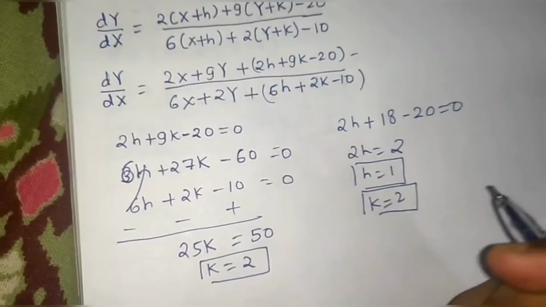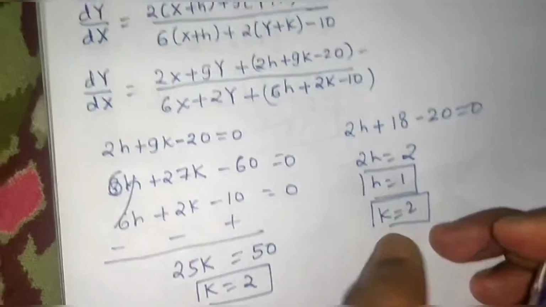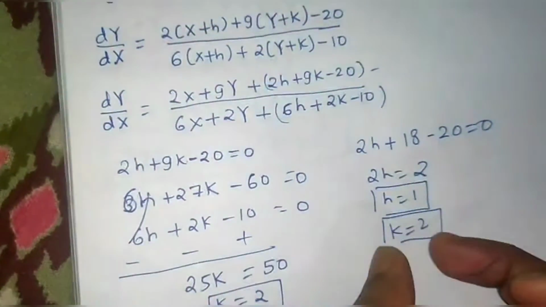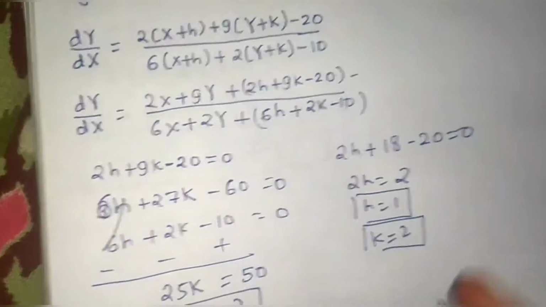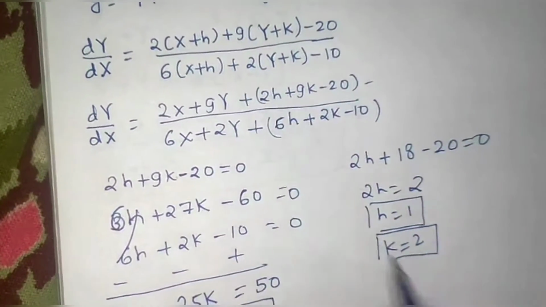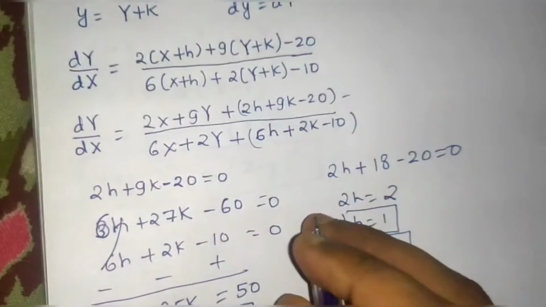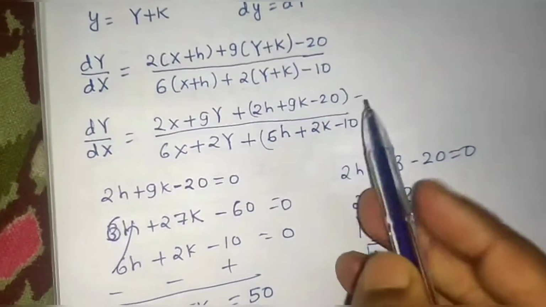Now what's the next step that we are going to have? Keeping this value of h and k, once you put these values of h and k in this equation, what will happen? These brackets will vanish because you put h equals to 1. So 2 plus 18, 20 minus 20 is 0. Same will happen with the denominator for this value of h and k, and this will vanish.